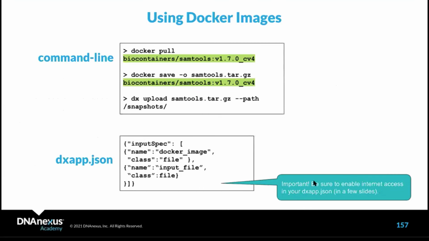One thing to note is that when you are using Docker images, a lot of Docker images require access to the internet, so you do want to enable internet access in your dxapp.json. We'll talk about that in just a second.